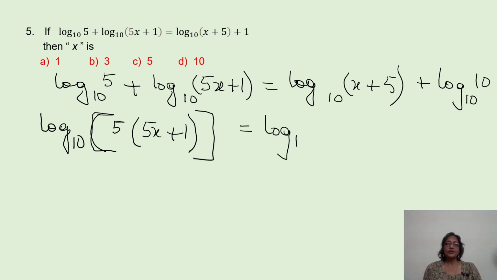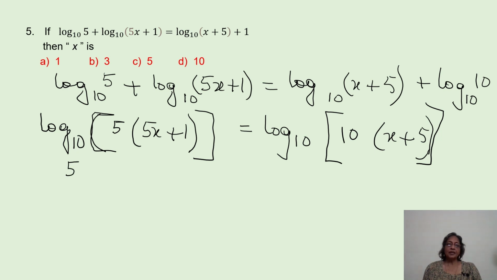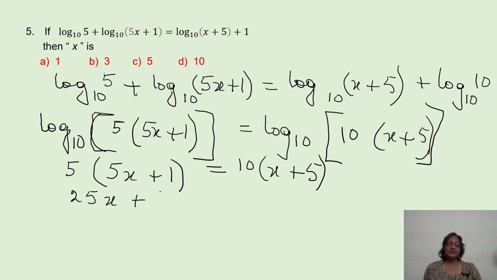Same thing we are going to do on the right hand side. The plus will become a multiplication. This is called the product law. Okay, now mentally, as we did in the last video, just cancel that log 10 on both the sides, and this is what you're left with. A simple linear equation. Solve this linear equation and you will get your answer for x.